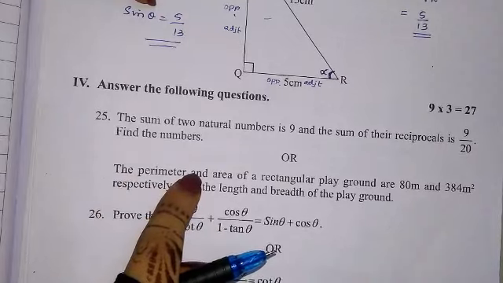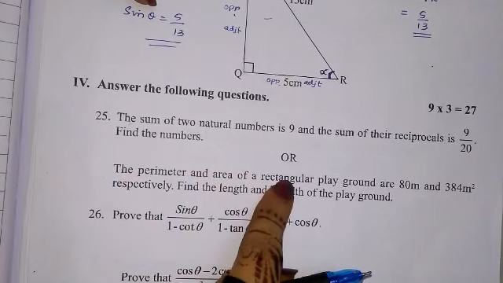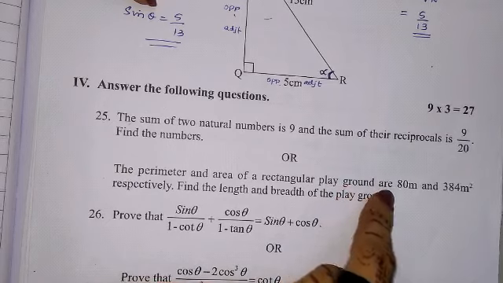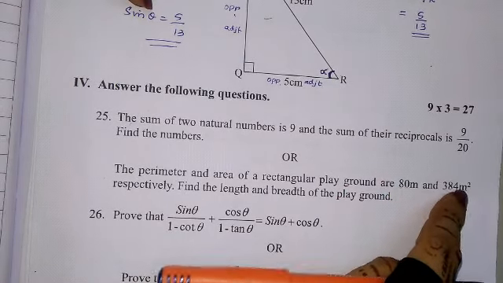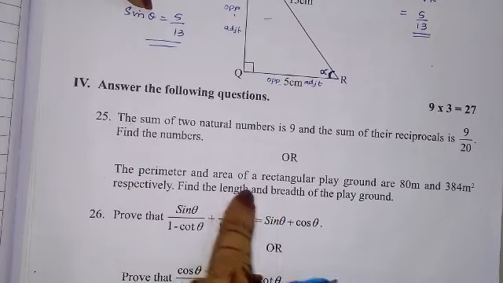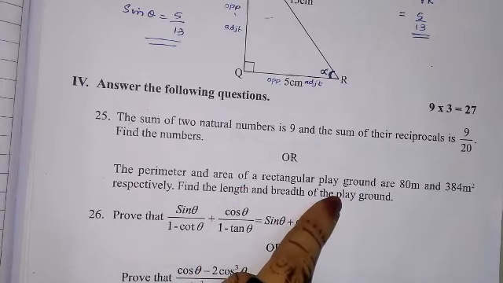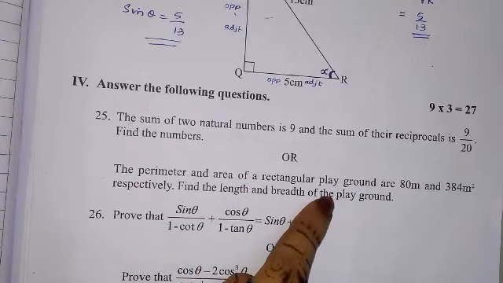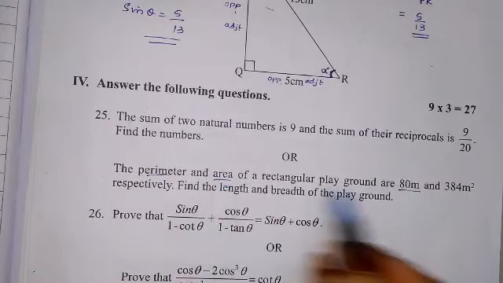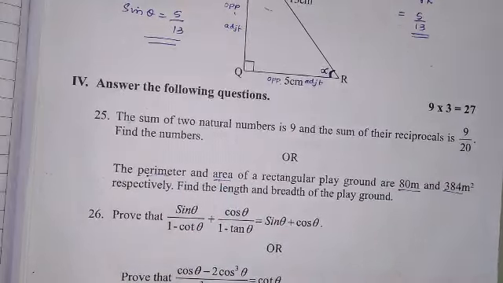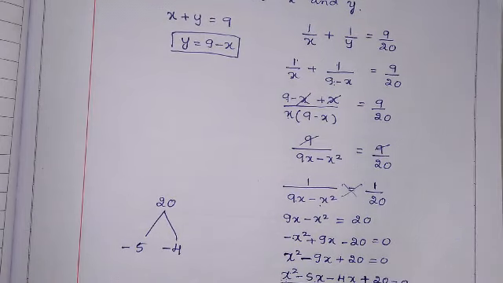The perimeter and area of a rectangular playground are 80 meters and 384 square meters respectively. Find the length and breadth of the playground. What have they asked in the question here? The perimeter and area of the rectangular playground, first one is perimeter, that is 80 meters, and area is 384 square meters respectively. We have to find the length and breadth of the playground.